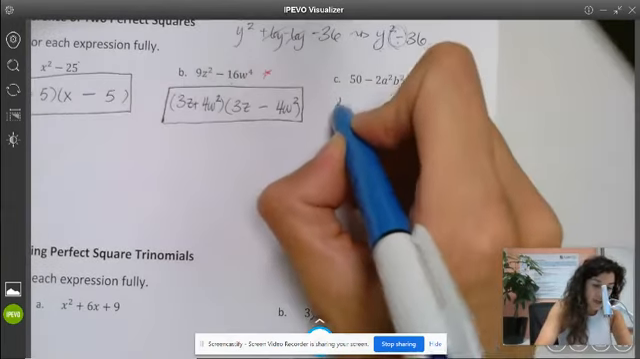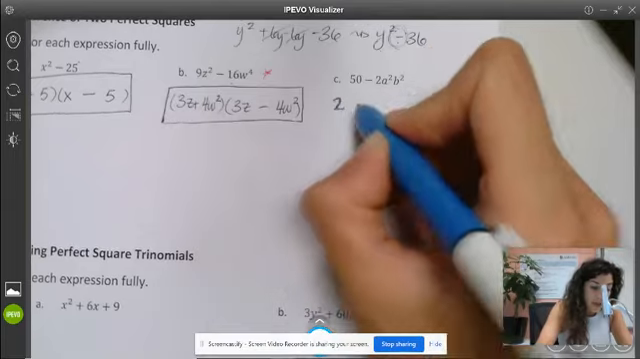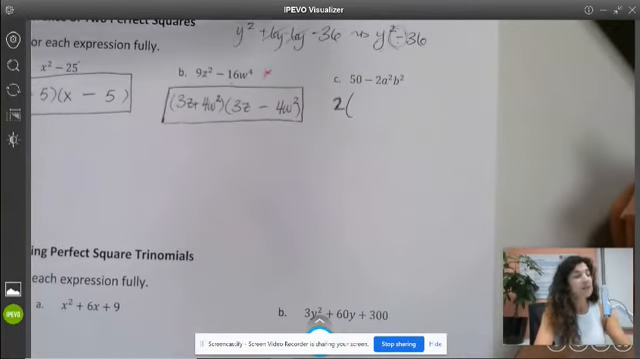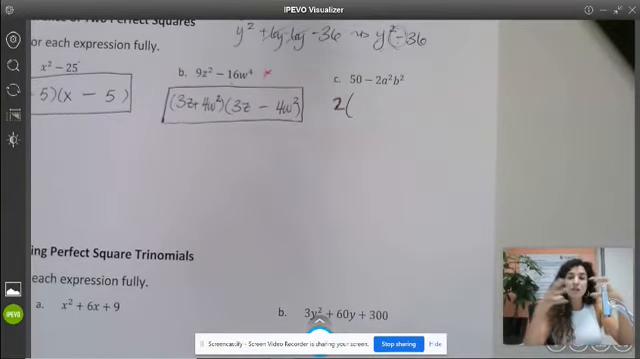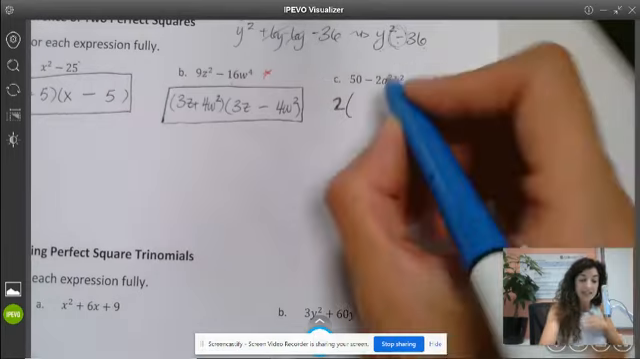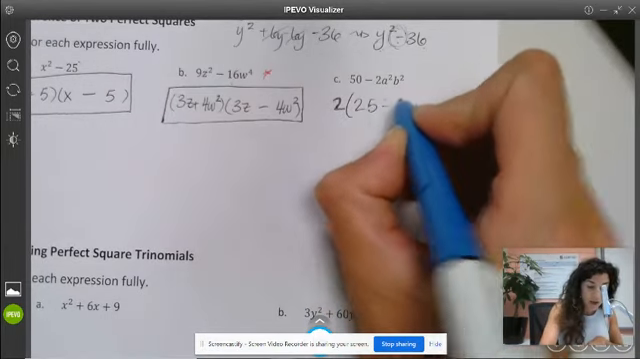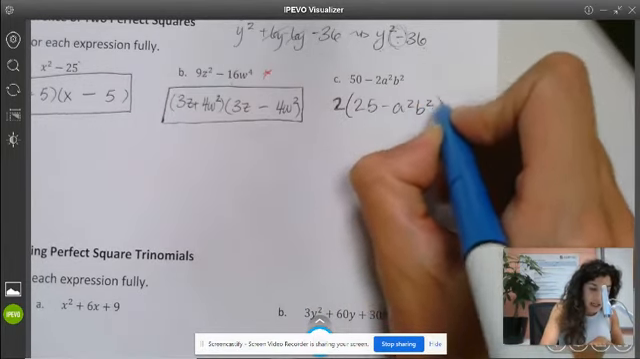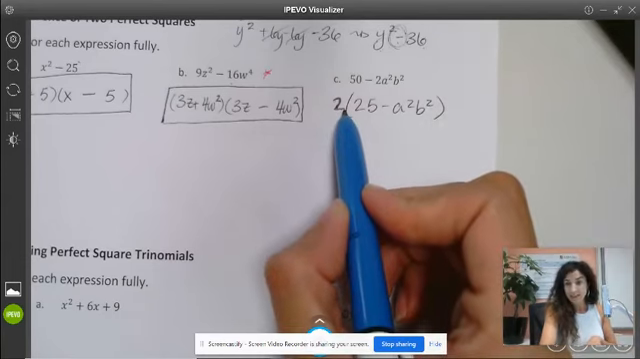Now here's the thing: do not just throw it away. It's really important. We're not solving, we're not getting rid of things. We're just rewriting this expression in a different way. So don't just get rid of the 2. The 2 has to stay there. The 2 is a crucial part of this expression. It just goes to the outside. That's it.